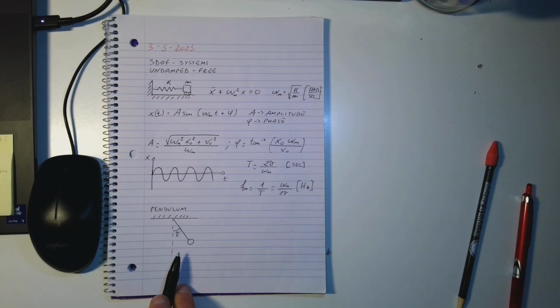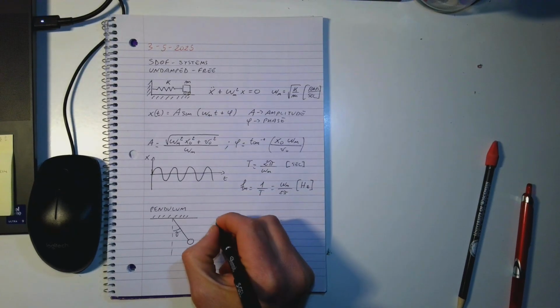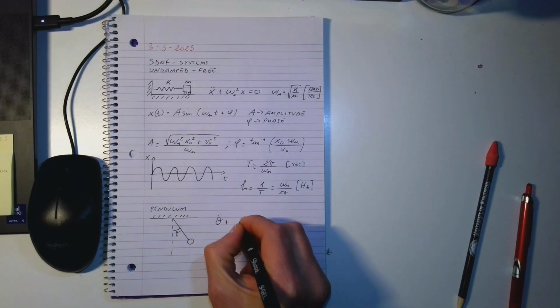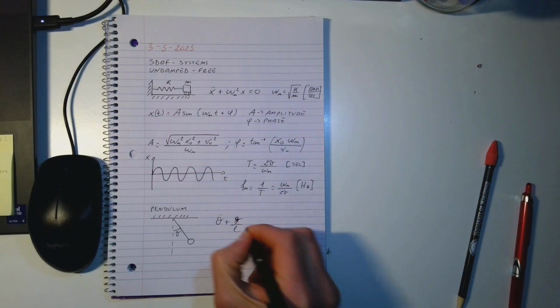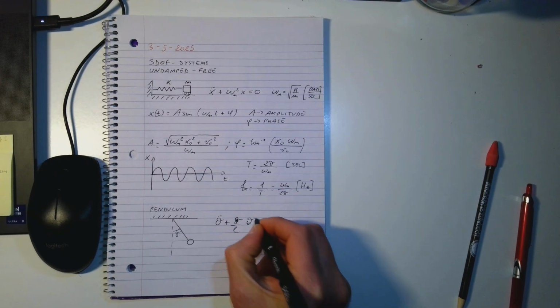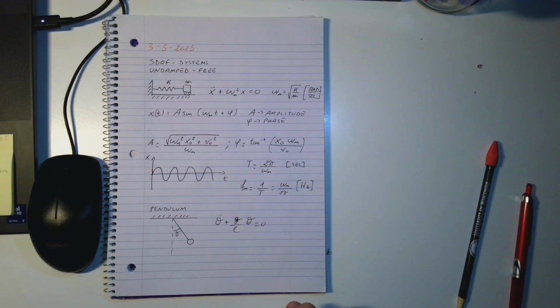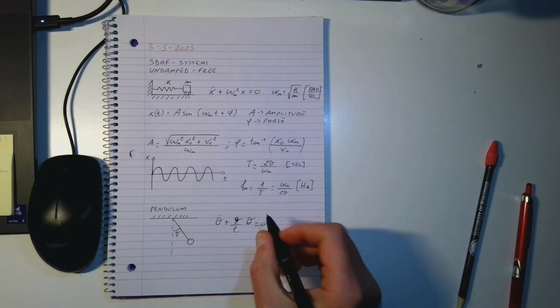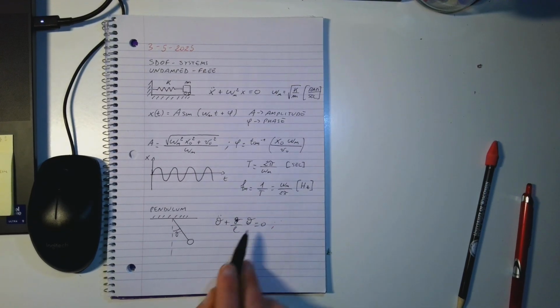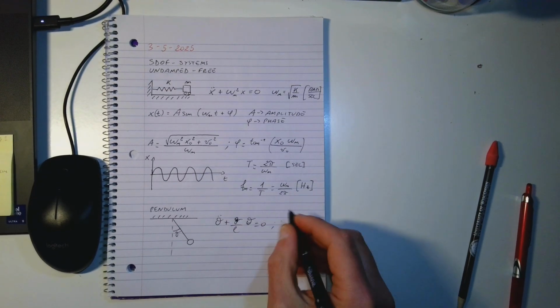So even in this case, the equation of motion looks like theta double dot plus g over L times theta equal to 0. And even in this case, the natural frequency will be given by the square root of this quantity here, the coefficient of the theta term.